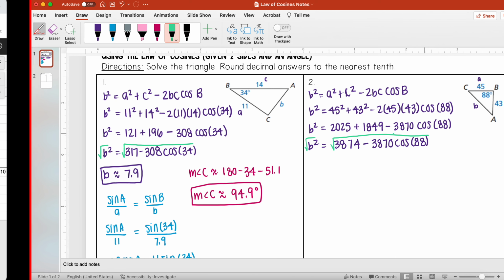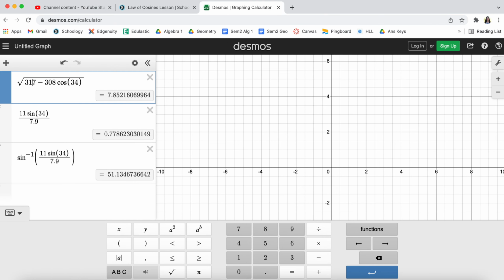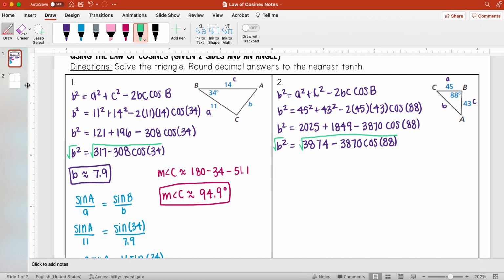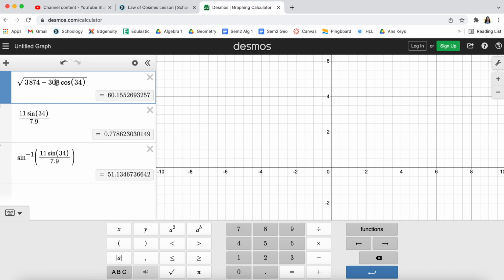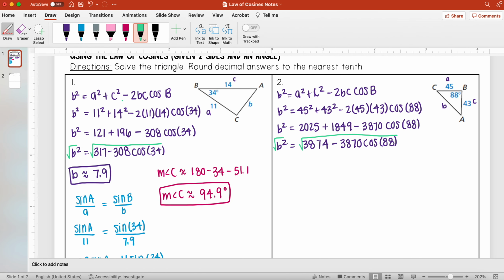And so I'm going to head back over to Desmos. So I'm just going to use what I already have typed here. So 3874 minus 3870 cosine of 88. And I get 61.1. So B is approximately 61.1.